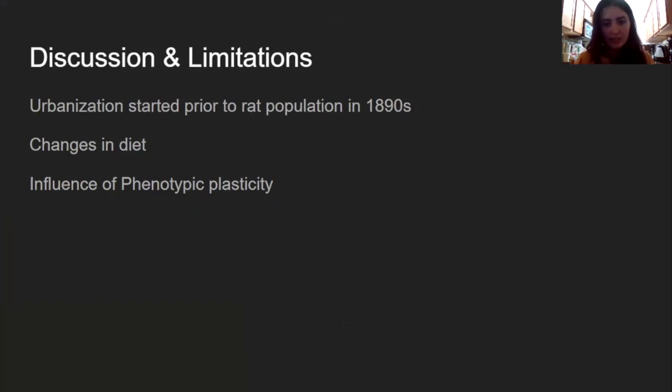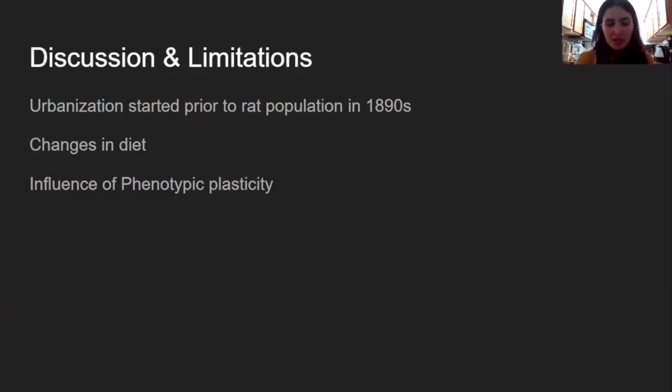So urbanization, they looked at rats from the 1890s, but urbanization started in England well before that. So the rats were first in England in cities. Then they were brought here to New York City. And New York City started being really urban in like the early 1800s. So we aren't really looking at rats first being introduced to urbanization, which I think was a big limitation.